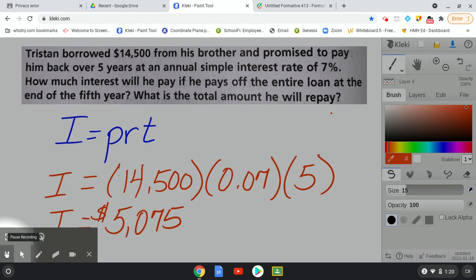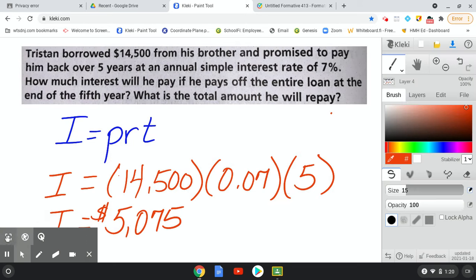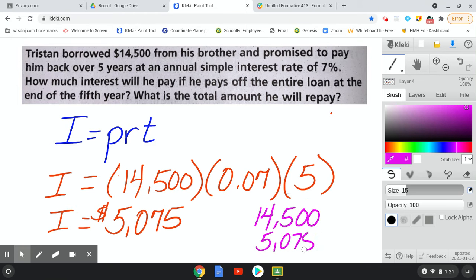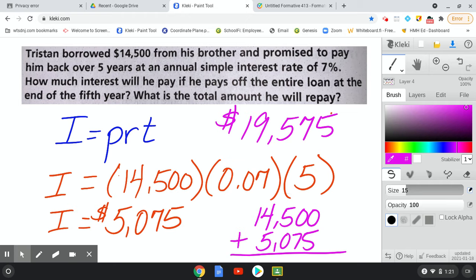So interest is money that you have to pay on top of what you borrowed. So he originally borrowed $14,500. And he has to pay interest, the 7%, which totaled $5,075. So he has to add this, and that's going to be the total amount he now has to pay his brother back. And if you do this, you would get $19,575. Okay?